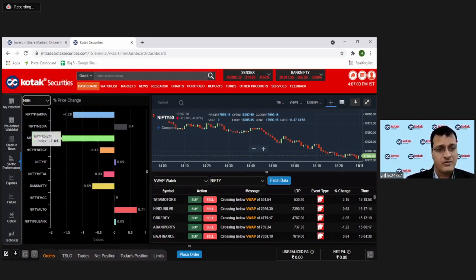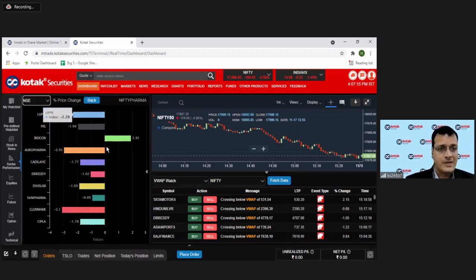Nifty Realty was down by 1.64%. However, Nifty Auto was up by 0.71%. Now in case in pharma, you want to see which stocks were down, you just need to click on this. You will see the names of the stocks reflected over here. Today, Lupin was down by minus 2.229%, PEL was down by minus 1.94%, and so on and so forth.